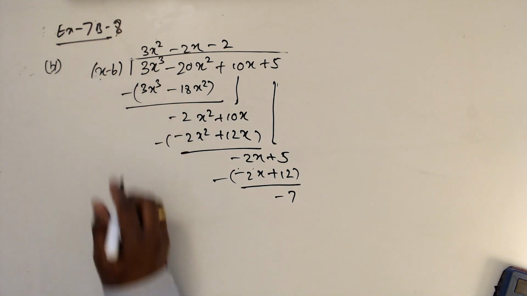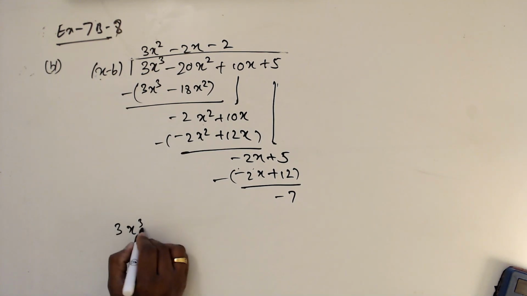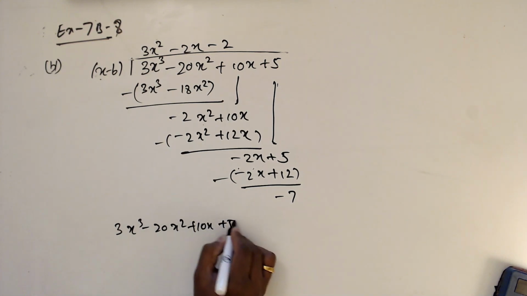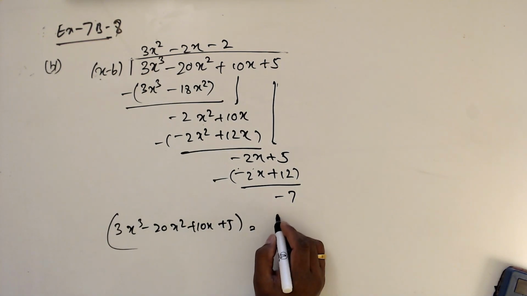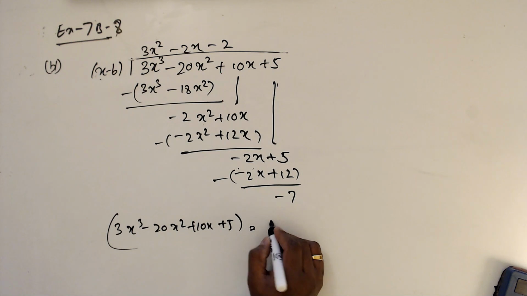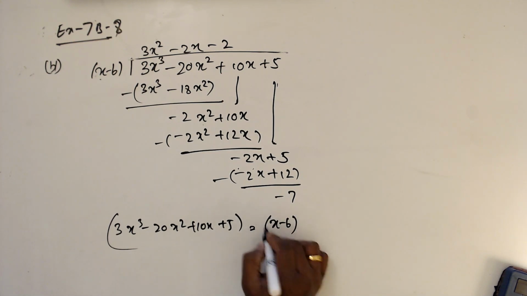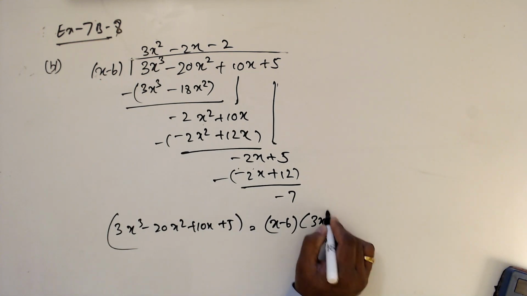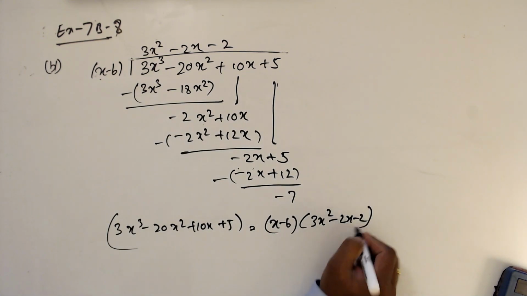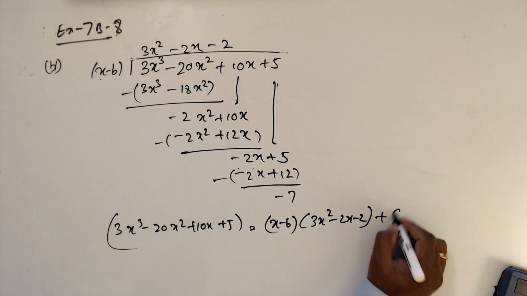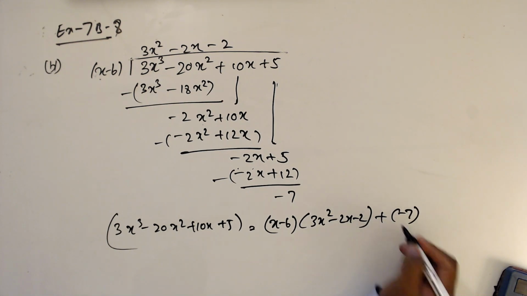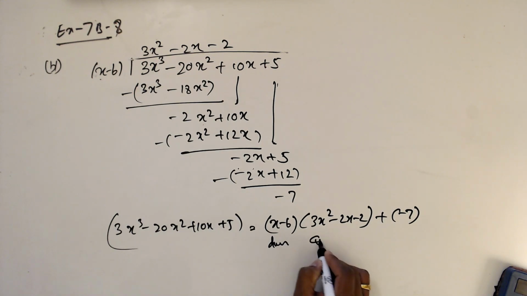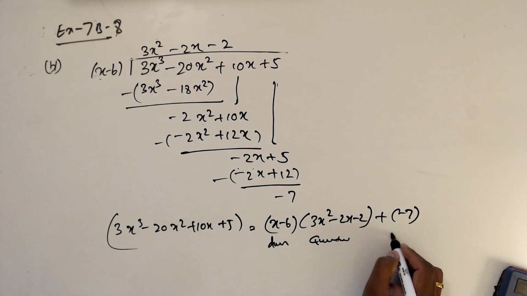So for 3x cubed minus 20x square plus 10x plus 5, you will get the divisor x minus 6, the quotient 3x square minus 2x minus 2, and the remainder minus 7. Divisor, quotient, and remainder.